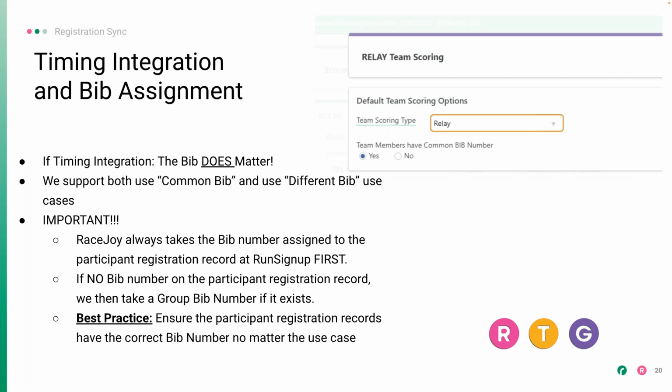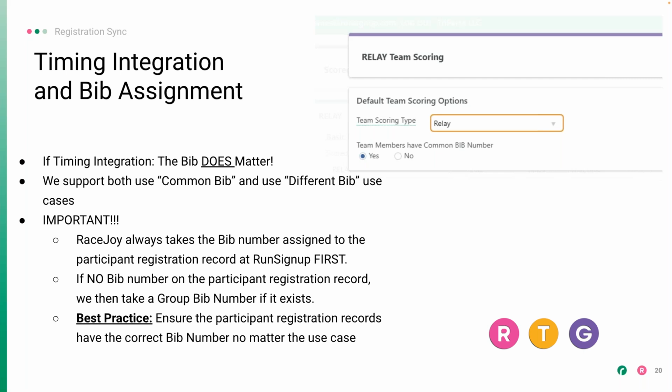If we don't find a bib on the participant's registration record and a group bib number exists, which we'll show on the screen in a minute, then that will become the bib associated to that particular person. So we have Michael, Soren, and James, all on a team, and we have registration records for them, and there's no bib. If there's a team identifier, like 1001, then we'll put that 1001 on all three of Michael, Soren, and James's records in RaceJoy, and it all works really well.